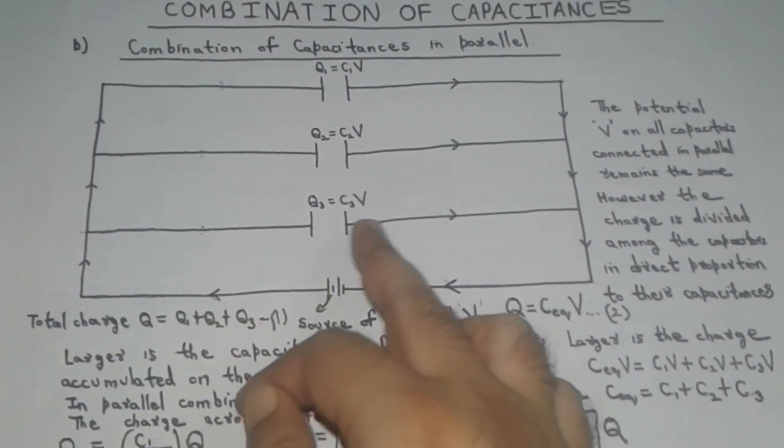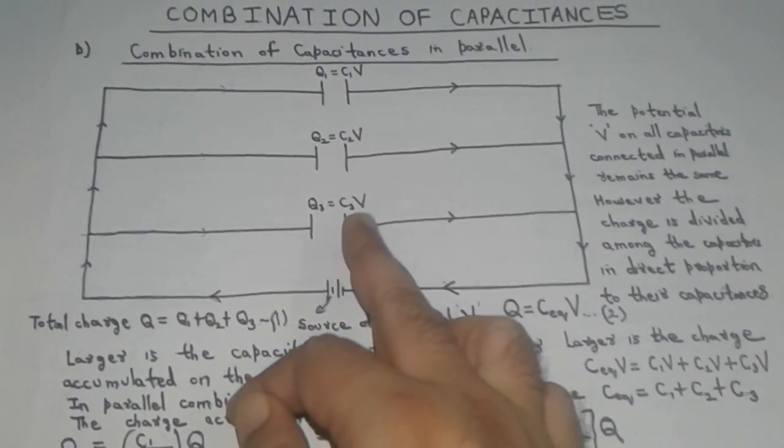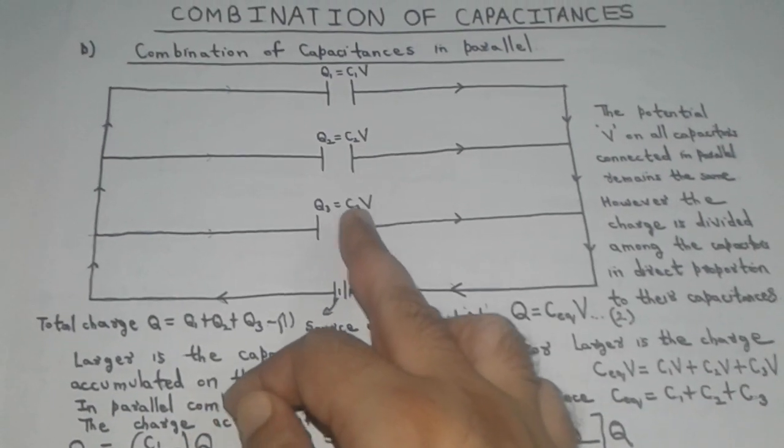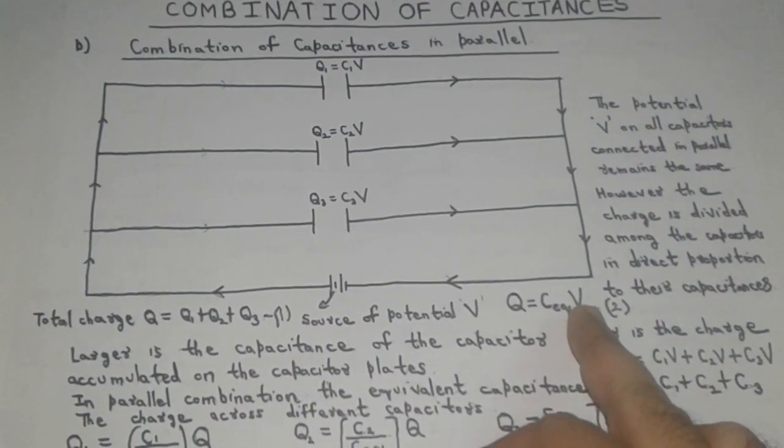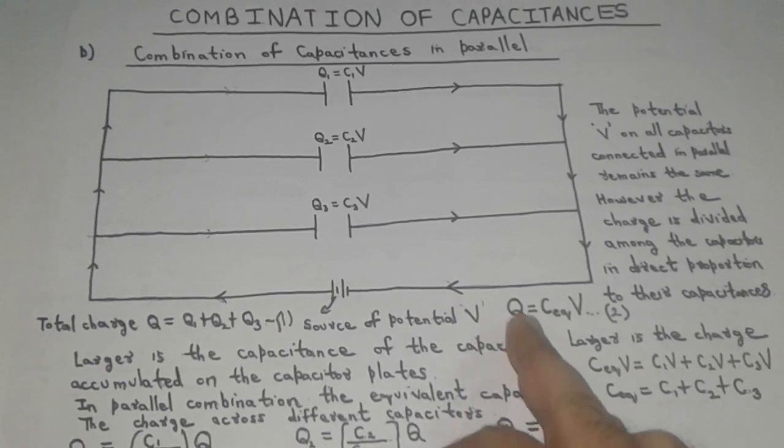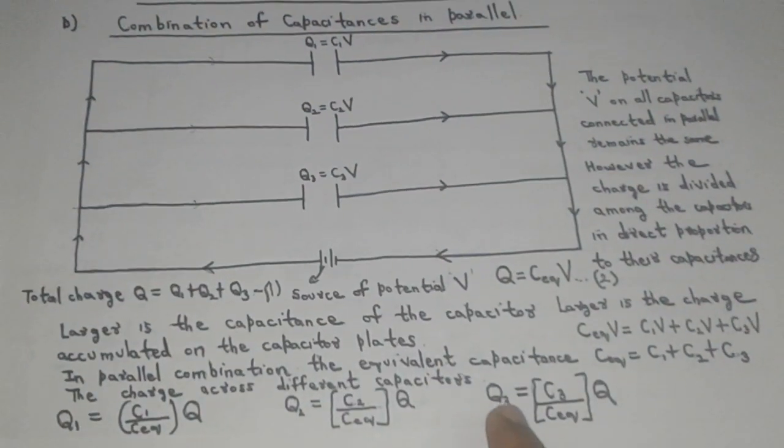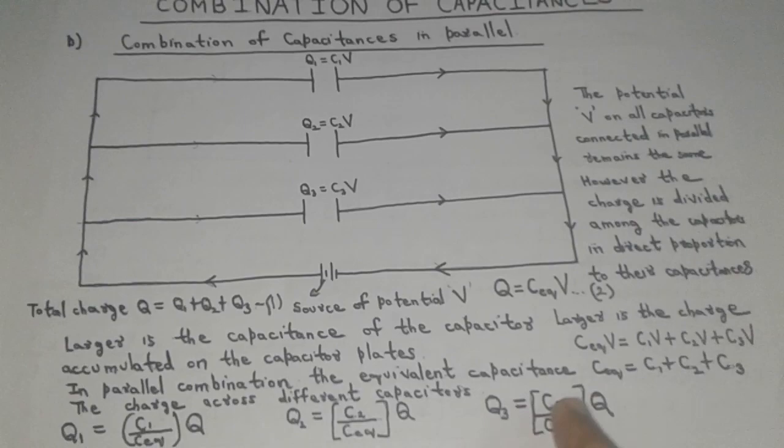Similarly, the charge Q3 on capacitor with capacitance C3 will be Q3 equal to C3 into V. So from equation 2, V is equal to Q upon C equivalent. So substituting, we get Q3 equal to C3 into Q upon C equivalent.